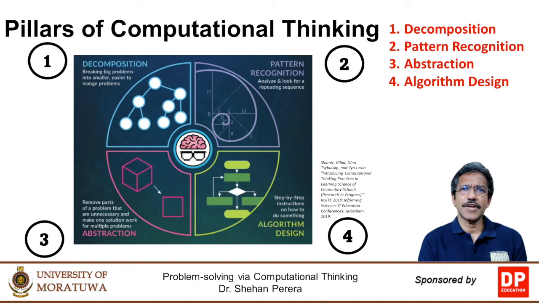Third one is abstraction. In this, we try to focus on the important things of the problem, or the details that matter to solve the problem, and ignore the other things that are around it.